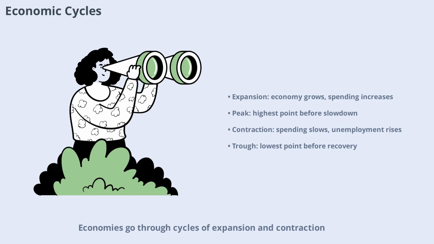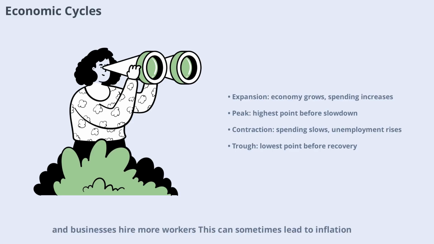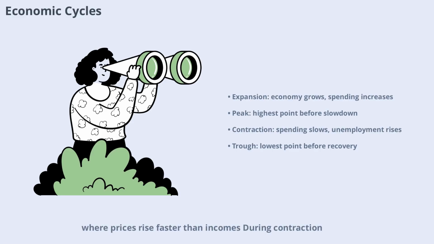Economies go through cycles of expansion and contraction. During expansion, the economy grows, people spend more, and businesses hire more workers. This can sometimes lead to inflation, where prices rise faster than incomes. During contraction, spending slows, businesses cut back, and unemployment rises. Severe contractions can lead to recessions or even depressions, where economic activity drops sharply.